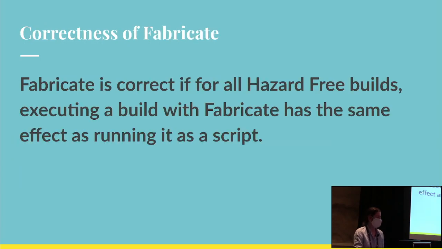So the correctness definition we proved for our model of Fabricate says that Fabricate is correct if for all hazard-free builds, executing a build with Fabricate has the same effect as running it as a script. And this correctness definition specifies that the build contains no hazards because Fabricate does not check for hazards, so we don't know what the behavior of the build would be like if there's a hazard in the build. We can't guarantee that it will do the same thing as the script in all situations.